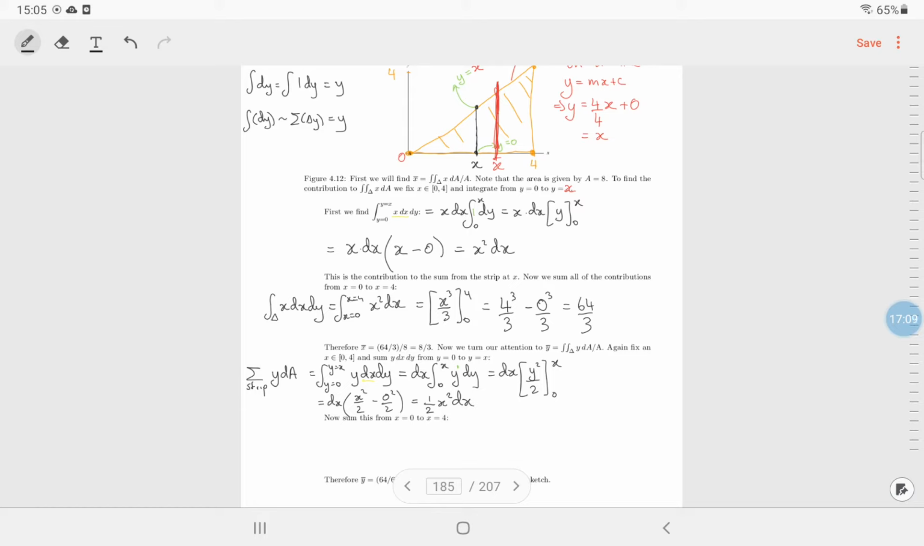As x gets bigger, essentially you're adding up over a longer strip, and the y coordinate is getting bigger. I think that's about all I can say there.